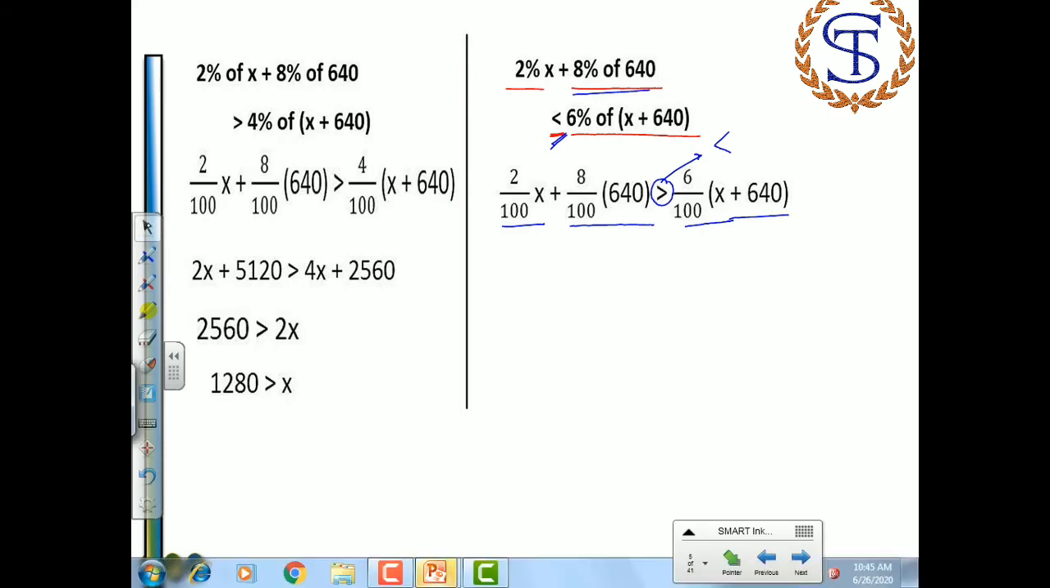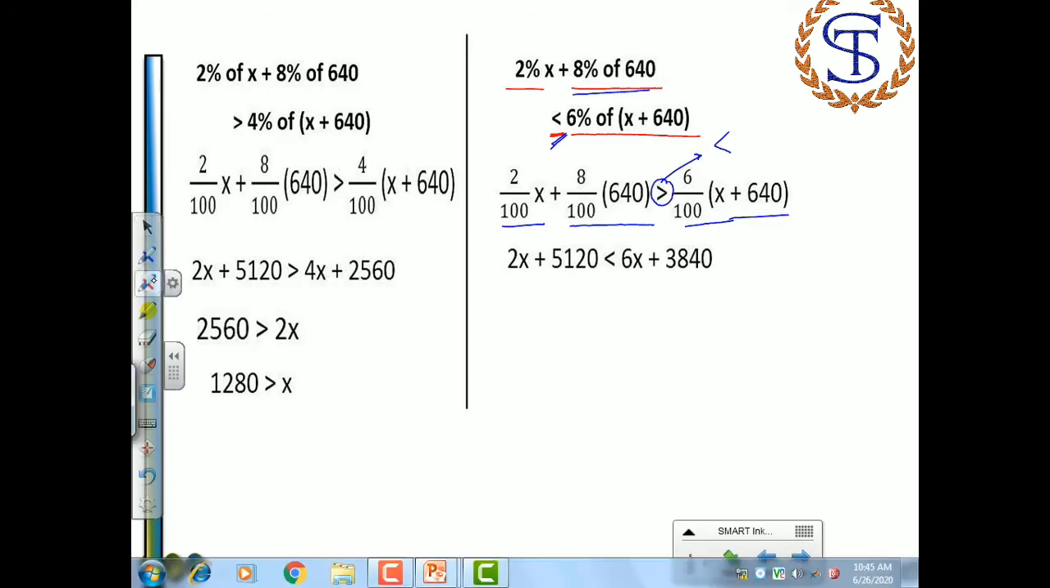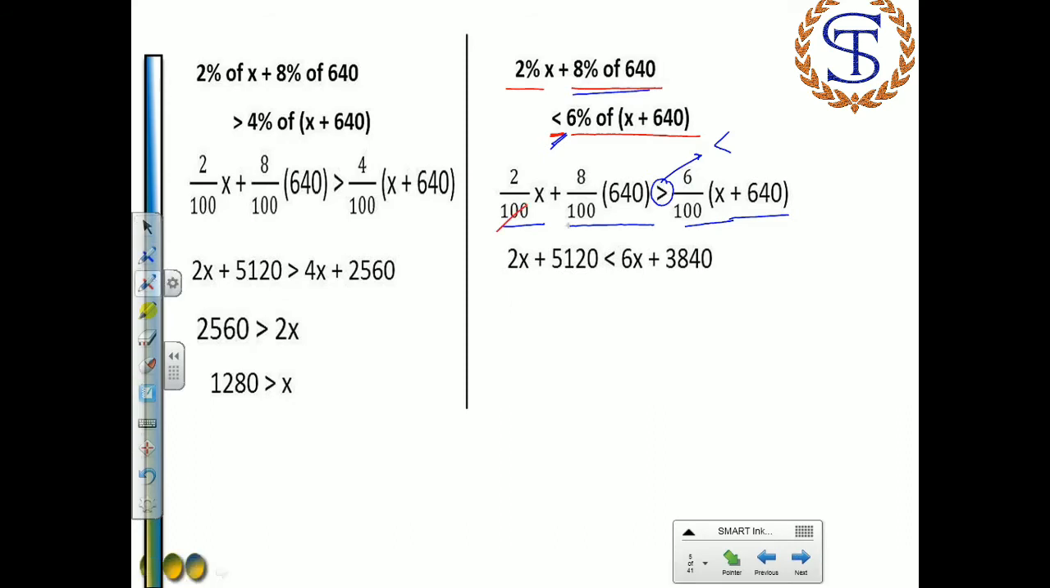Again on simplification of this, we will get 2x, this 100, 100 and 100. The 100 from the LHS cancels out the 100 of the RHS. Then 2x plus 8 into 640, it is 5120. The sign of less than or equal to is okay, it is the right one. Then 6x into this one, 3840. Now take this 2x to the LHS and 3840 to the RHS.